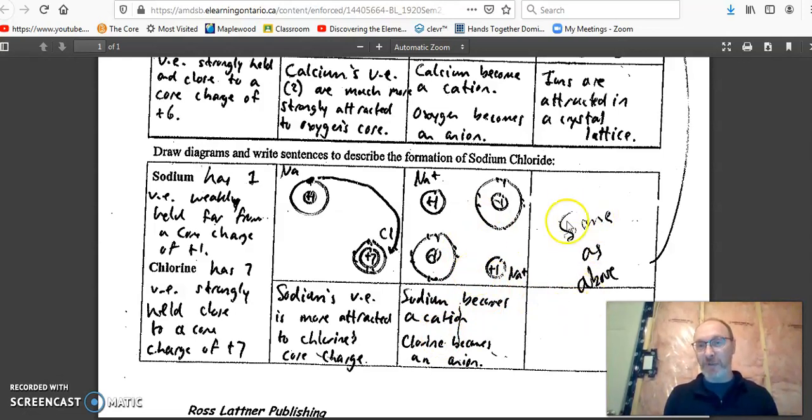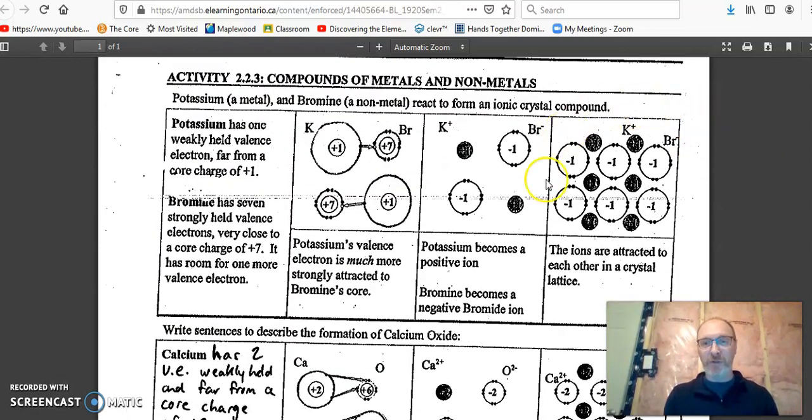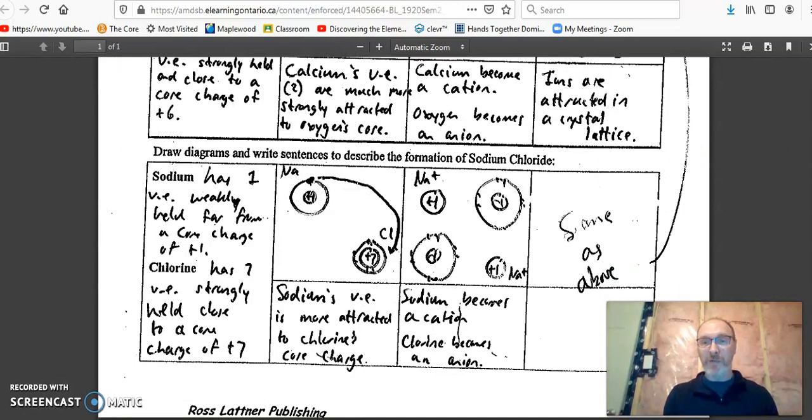So I didn't complete this part of the diagram, but basically when we scroll up to the top here, your diagram and description is going to look just like this, except it's going to be sodium and chlorine ions that are going to form the crystal lattice instead of potassium and bromine in the first example. But it's essentially going to be the same result. We're going to get that crystal lattice being formed.